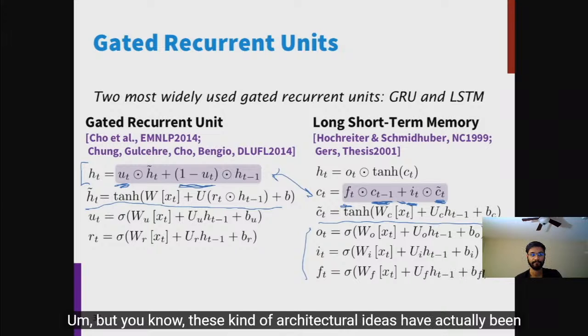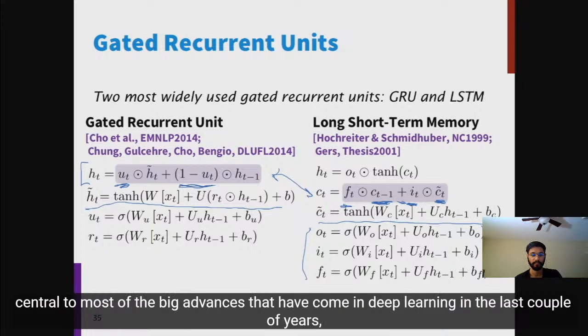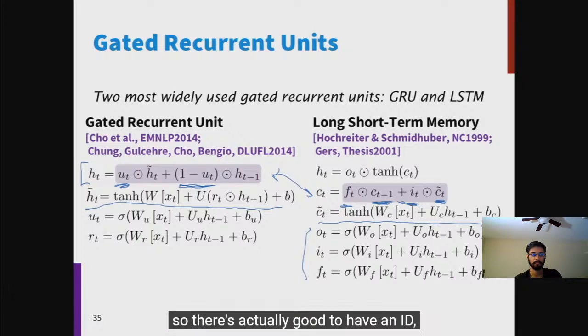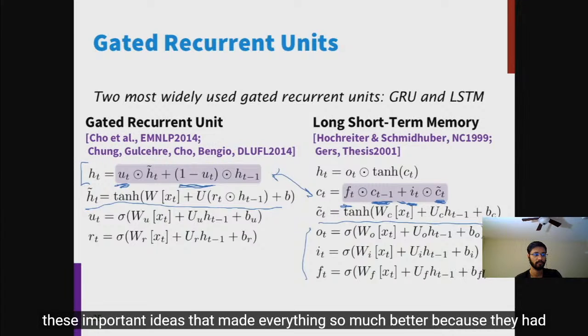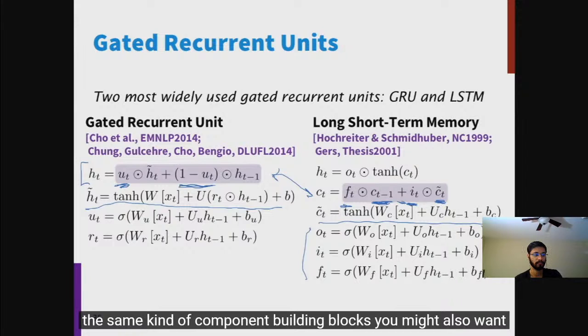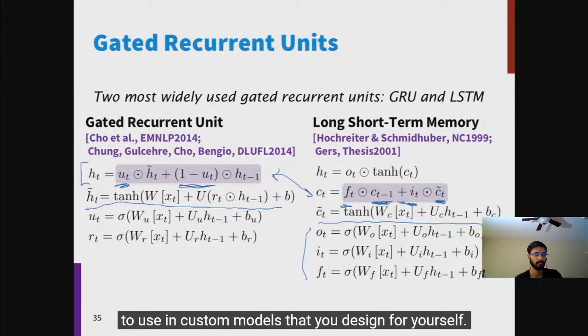But, you know, these kind of architectural ideas have actually been central to most of the big advances that have come in deep learning in the last couple of years. So it's actually good to have some sense of what were these important ideas that made everything so much better, because they're the same kind of component building blocks you might also want to use in custom models that you design for yourself.